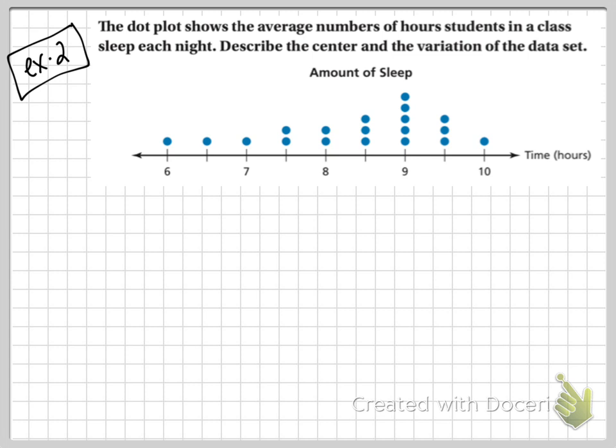This one says the dot plot shows the average number of hours students in a class sleep each night. It says describe the center and the variation of the data set. The first step is to always look at the distribution of the data. How would we describe the shape of this distribution?